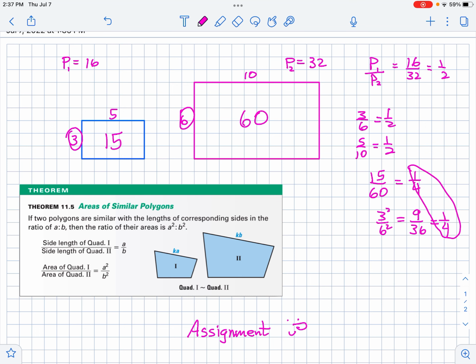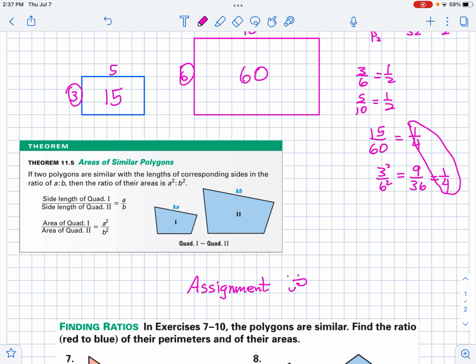Now, that's what's going to happen when you compare the ratios of areas of similar figures. So, for example, look down here. I've got this quadrilateral 1 and this quadrilateral 2. They're similar. And you notice that the ratio, if you take KA over KB, you get A over B. But if you look at the area, you don't have to calculate the area. If you want to know the ratio of the areas, it's just going to be the top squared over the bottom squared. So if the ratio of the sides is 4 over 5, then the ratio of the areas is going to be 16 over 25.